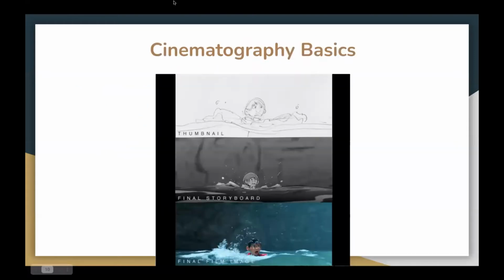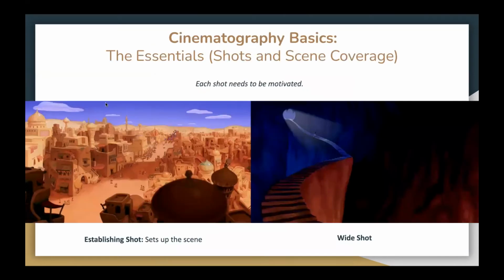So now we're going to go into the basics of cinematography, essentially how you take the story that you've written or that someone else has written and then translate that onto the screen. A lot of students tend to struggle with that, and I would like to help a little bit. So you need to have proper scene coverage. So we're going to talk about the different types of shots that there are.